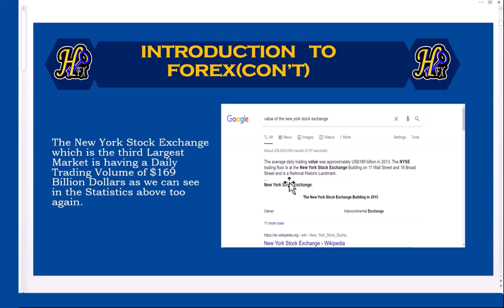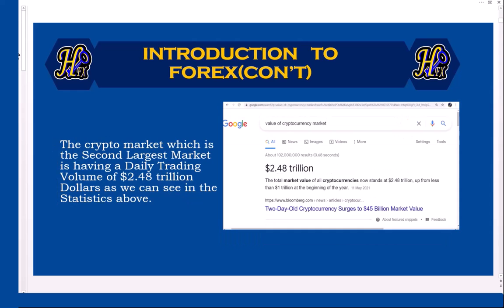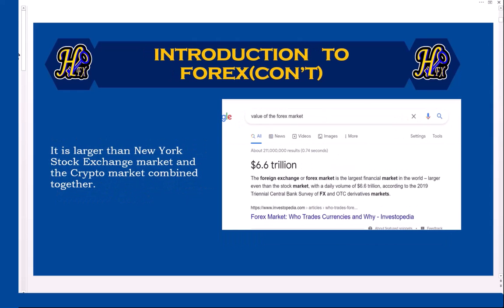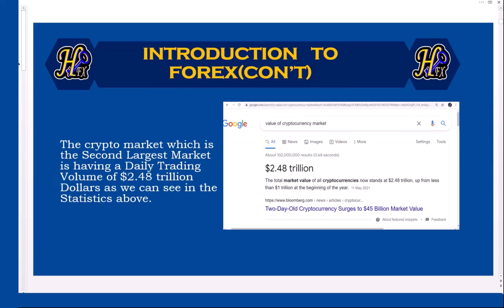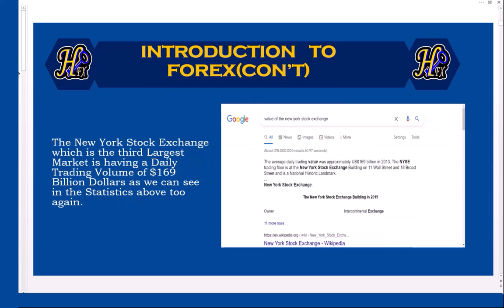Now you can see that when you combine the New York Stock Exchange with the crypto market, they are nowhere close to the forex market. So the forex market is at 6.6 trillion, the crypto market is at 2.48 trillion, and the New York Stock Exchange is at 169 billion, and that one is not even up to a trillion. So you can see that if you combine the two markets, the forex market is still the biggest.